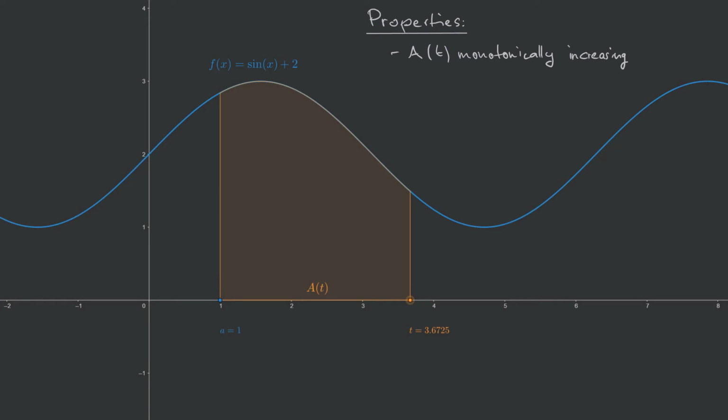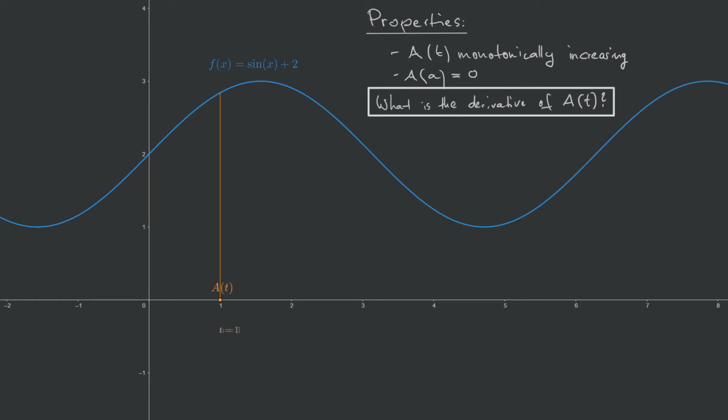A second, also very obvious property is that A of a is 0. In other words, if we move t to the point a, we have no area. The next property we collect is a little harder to prove, but is one of the most important results in mathematics. It reveals a very close relationship between differentiation and area functions. In fact, we want to find out what the derivative of our newly created area function is.